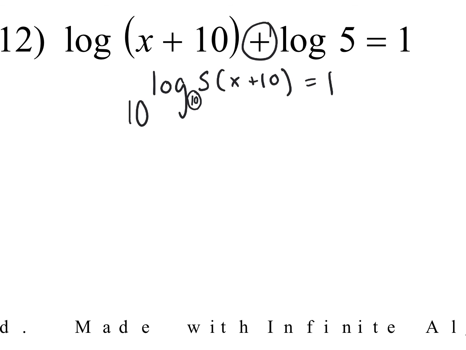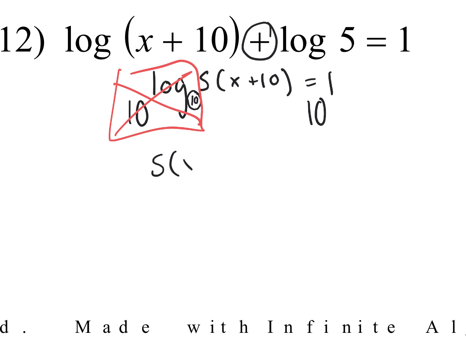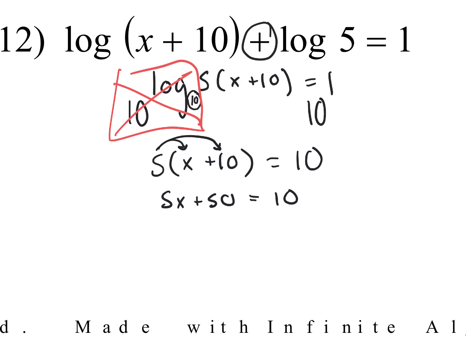So I make my big base 10 and my big base 10. So 10 to the power of log base 10 here cancels out. So I have 5 times x plus 10 is equal to 10 to the first power. What's 10 to the first power? Just 10. What should I do next? Distribute 5. So 5x plus 50 is equal to 10. What do I do next?